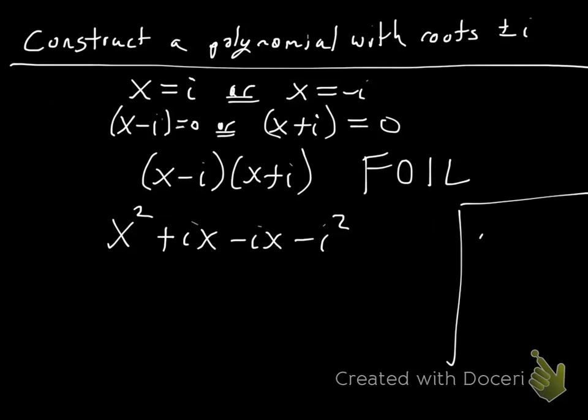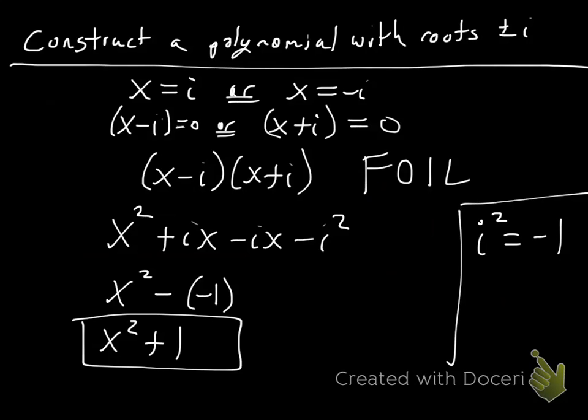And then we'll make note that i squared is -1. Notice that we have like terms of ix and negative ix, so those are going to cancel out. We're going to be left with x squared minus -1, because i squared is -1, so we have x squared plus 1. And that's what our original problem looks like. Alright, let's move on to some other stuff.